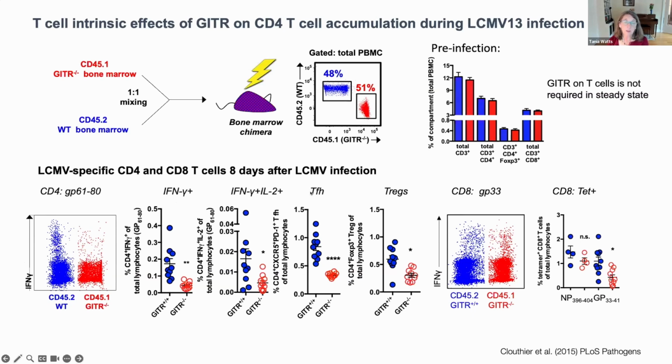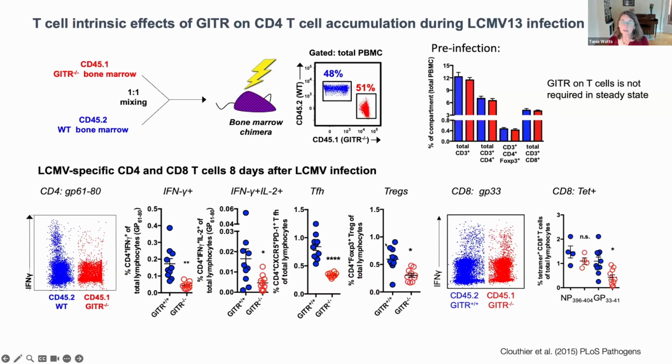interferon gamma. We also looked at a population of helper cells called T follicular helper cells. These go into the B cell areas of the lymph node to help B cells. And all three of these subsets had a similar threefold defect if they lacked GITR. And so it seemed GITR was really important in all the responding CD4 cells. It had a smaller effect, about twofold, on the regulatory T cells.